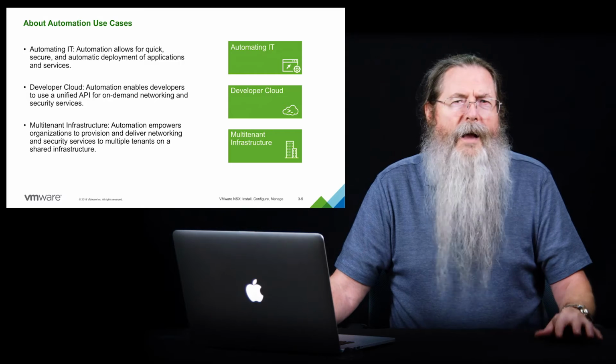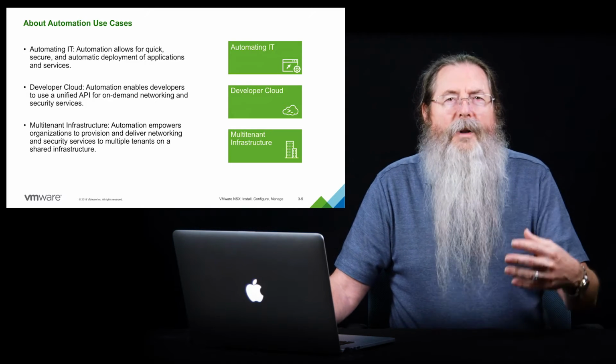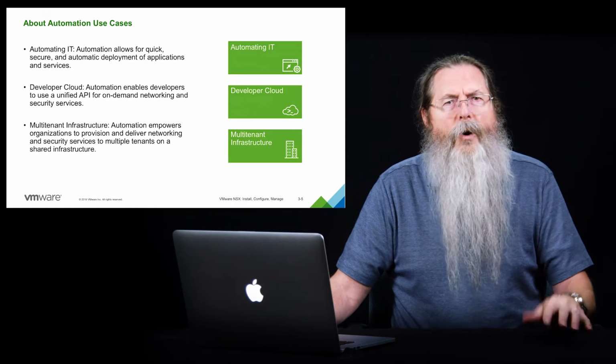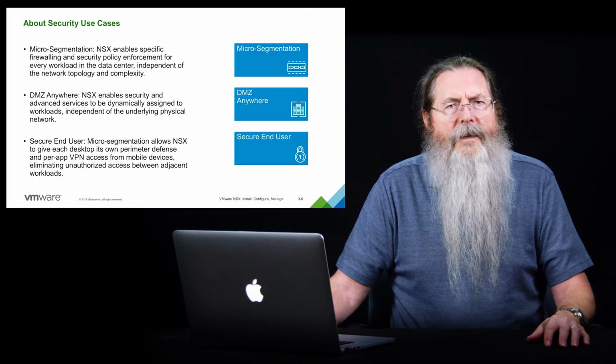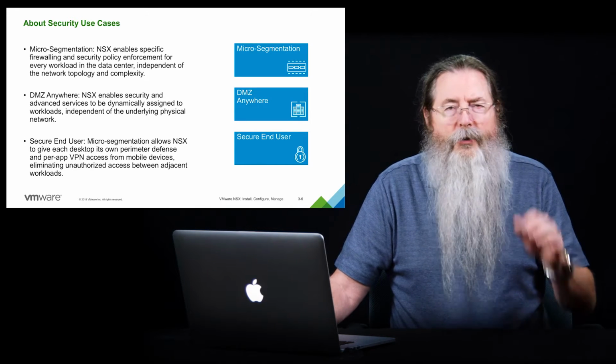We can use vRealize Automation, for example, to leverage NSX to allow a tenant to put forth their own switches, their own distributed routing, and so forth. Next, we'll move on to security use cases.